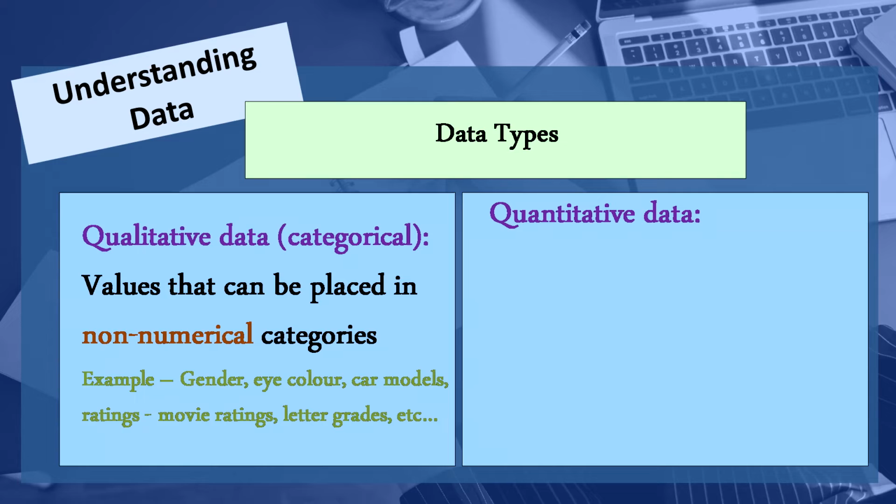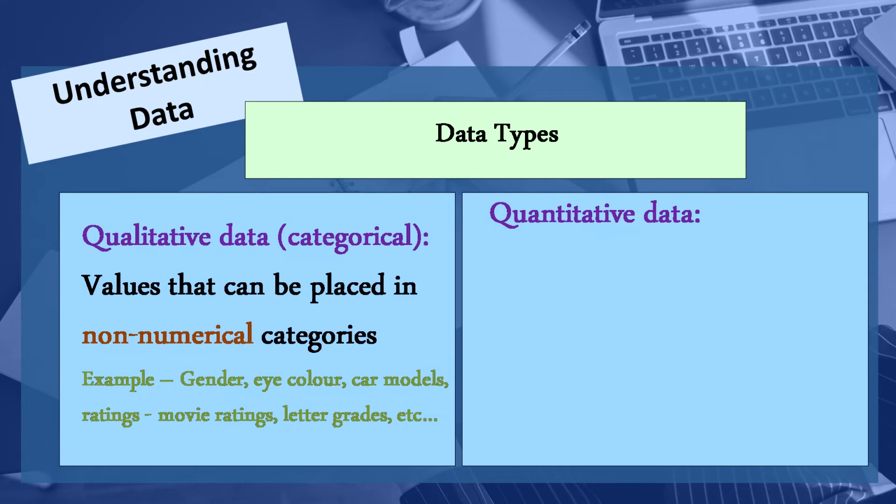Look at the qualitative data, the characteristics-based data; they are equal. Male, female, the difference is a biological difference, and with eye color or car models, there is a difference, but we can't measure the difference. Characteristics are different, but all are equal.